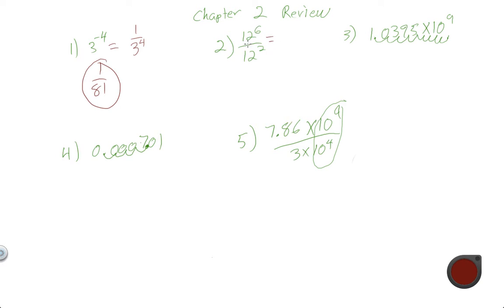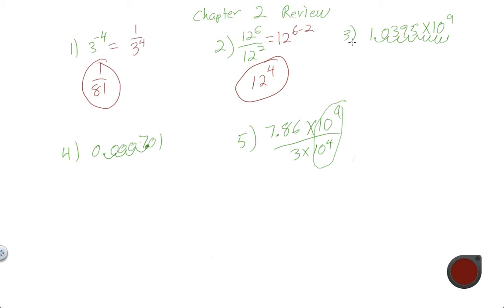12 to the sixth power divided by 12 to the second power. We have the same base, 12. If we were to multiply this out, we'd have 12 times 12 times 12 and so on, divided by 12 times 12, and some of our 12s are going to cancel out. So what we do is we subtract our exponents. That gives us 12 to the 6 minus 2, which is 12 to the 4th power. You could put that in a calculator and get a huge number, but you don't need to. That would be a good answer.